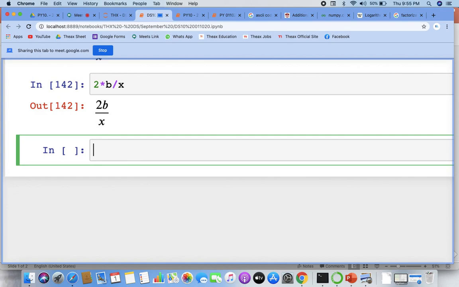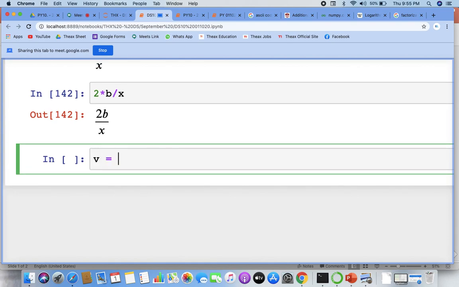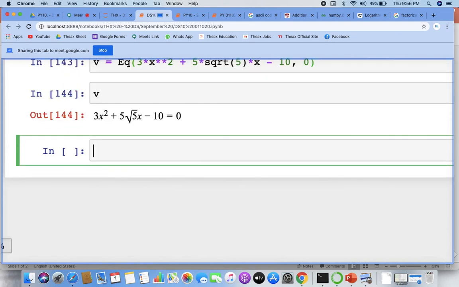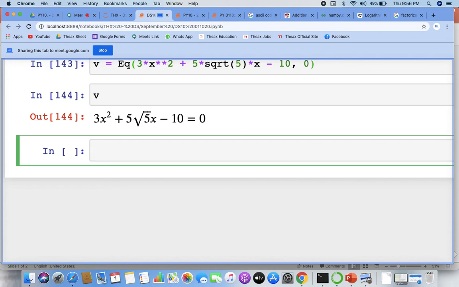Okay, fine. Let's take one more equation. At this time, quick answer, right? 3x squared, write down in your systems, plus 5 multiplied by square root of 5, that is 5 root 5 x, minus 10. 3x squared plus 5 root 5 x minus 10 is equals to 0. Give me the answer.